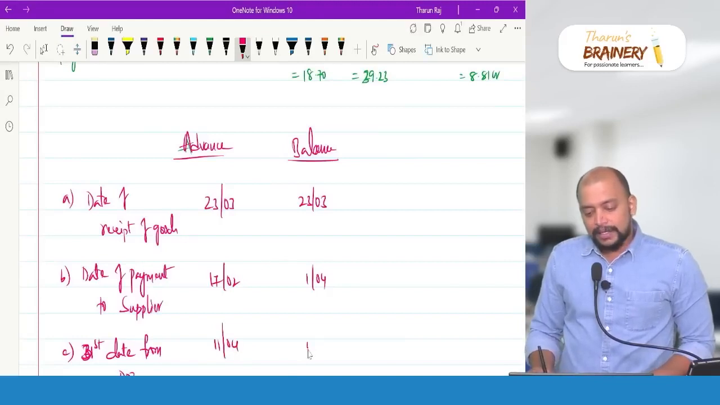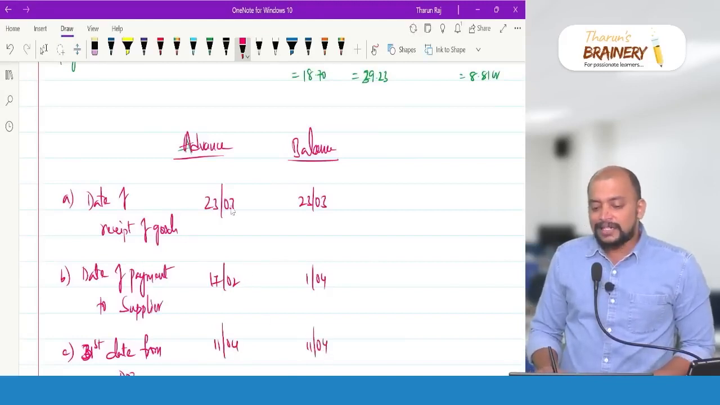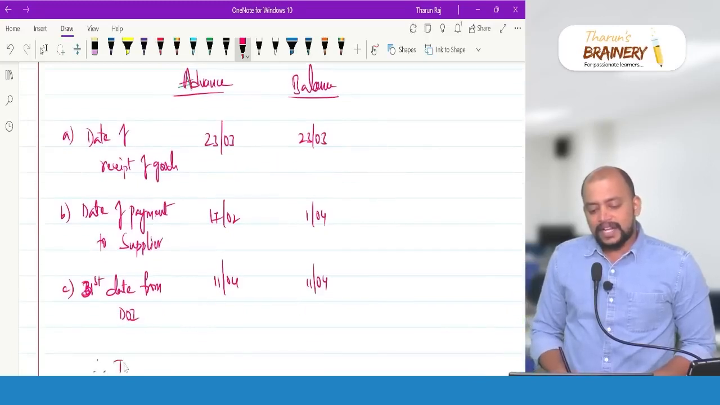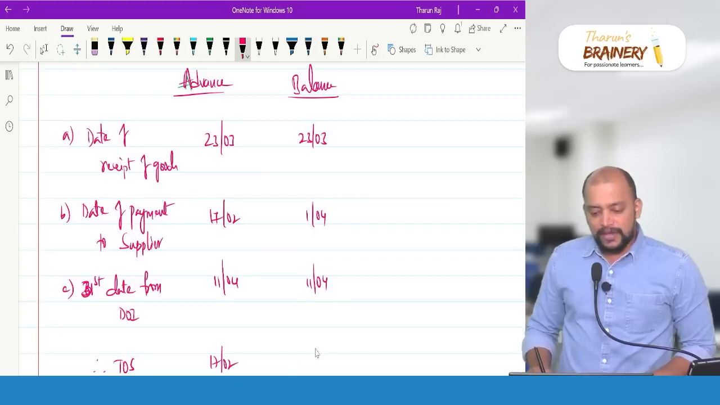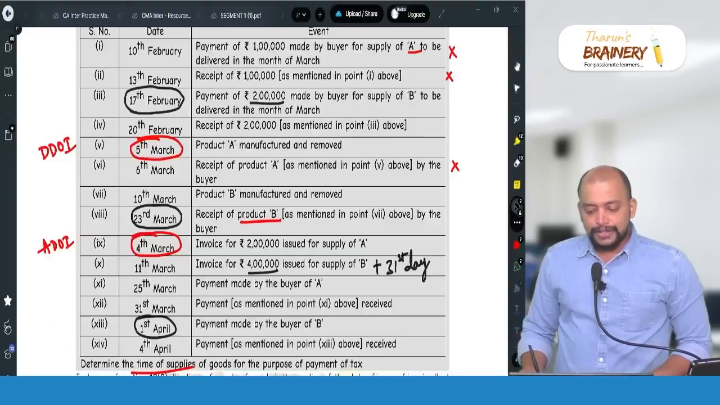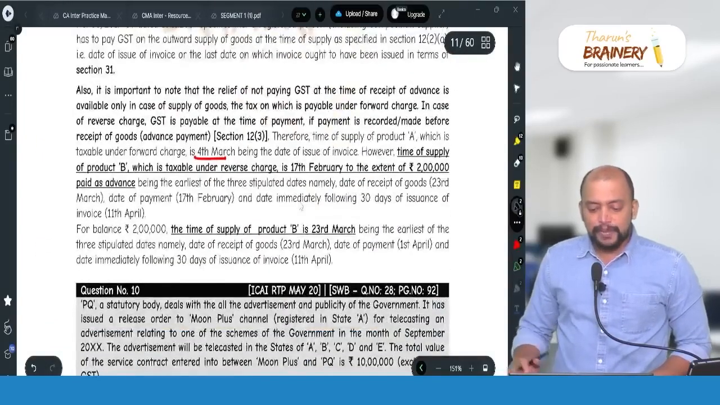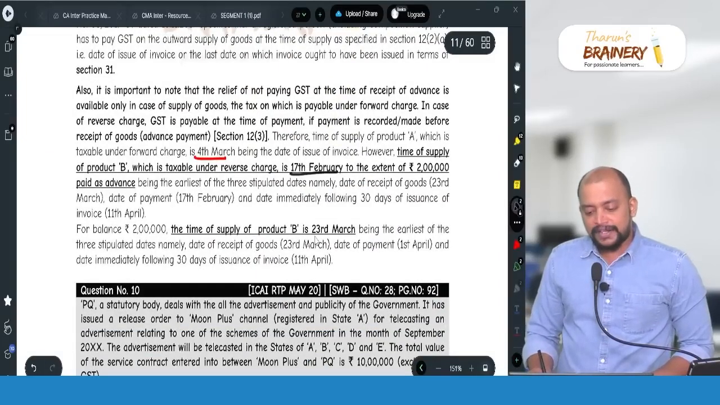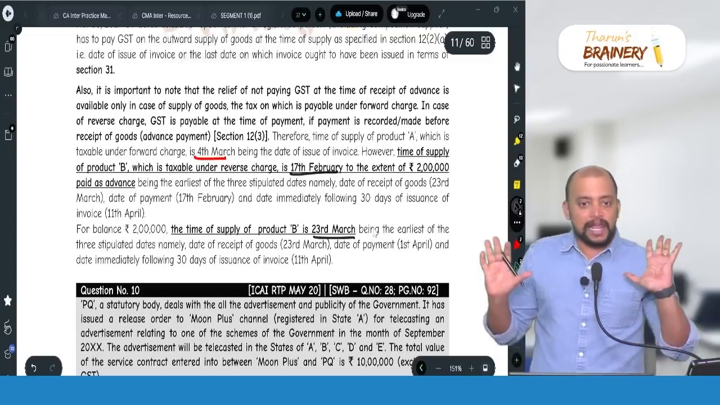And whichever is earlier. Which is earlier in this case? 17th February. So, time of supply is 17th February. Here, time of supply for this, whichever is earlier, 23rd March. So, that is the answer. With respect to advance, it is 17th February is the time of supply. With respect to balance amount, 23rd March is the time of supply.